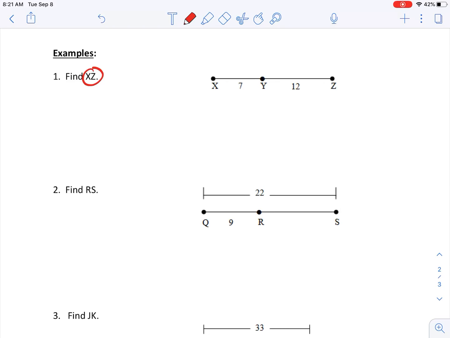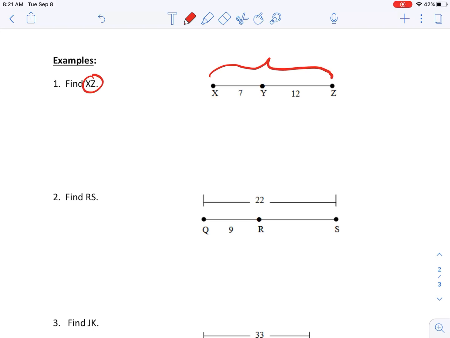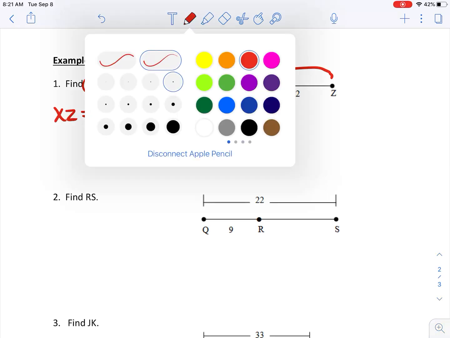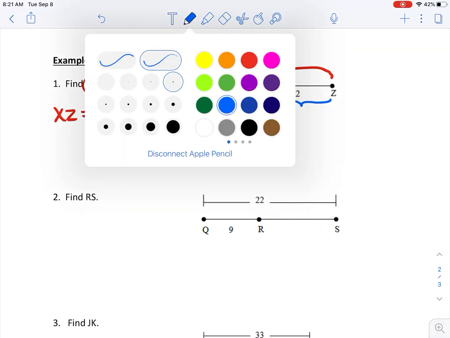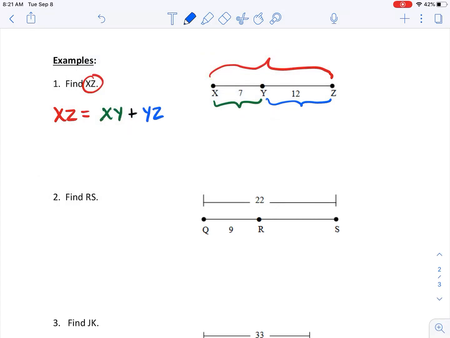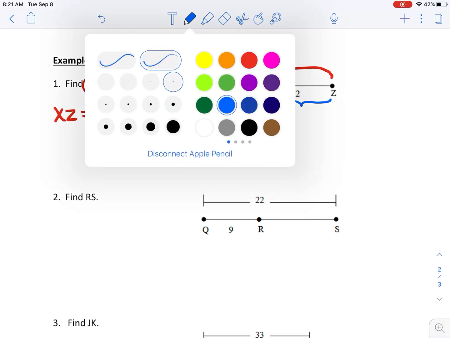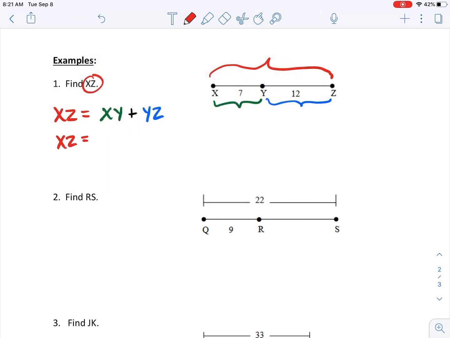This first one says find XZ. XZ is this whole length. The segment addition postulate tells me that I don't know the whole thing, but I do know this part, XY, and its other part, YZ. If I take those two values and add them together, I should get the whole XZ, which is what we're going to do.